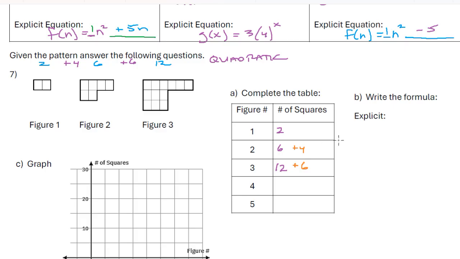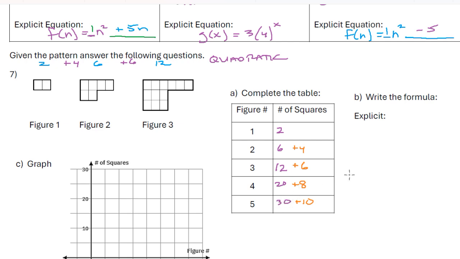And remember, class, if we know this is quadratic, then we know the first difference, or the rate of change, has to be linear. So if we added 4 on our first figure to get to 6, and 6 on our second figure to get to 12, then we absolutely need to add 8 to get to our next figure. And that's going to be 20. And then we're going to add 10 to get to our next figure, which is 30.